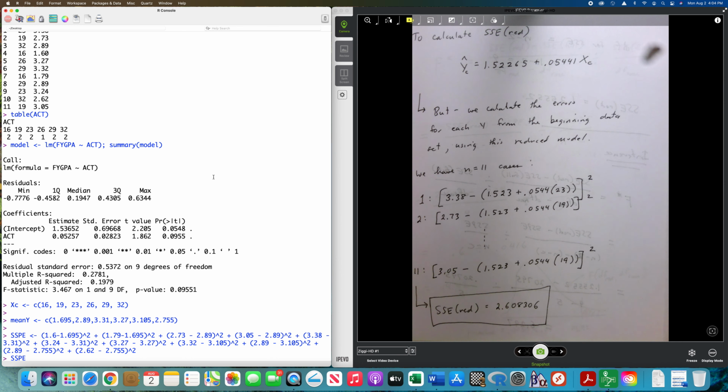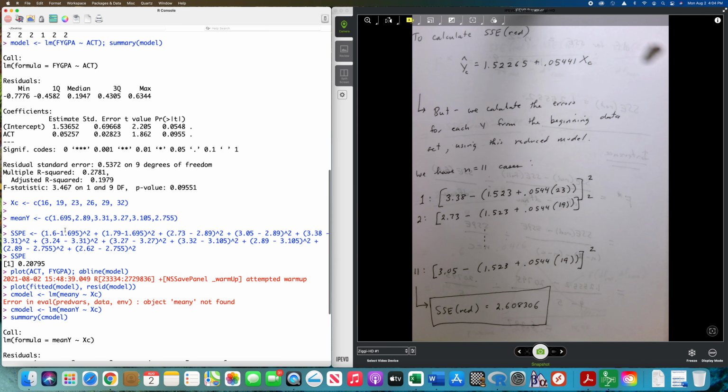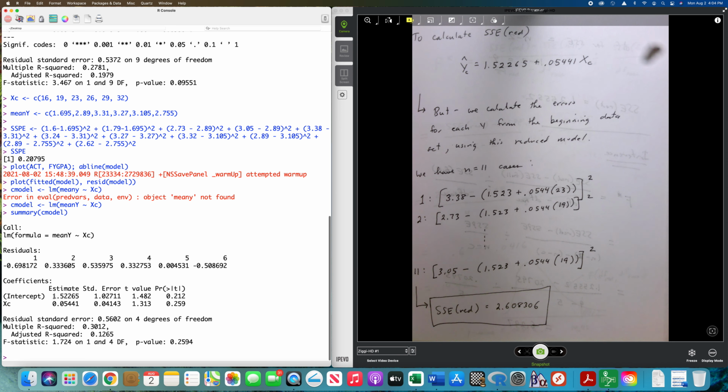Now, to calculate this, we need to create our model. If you focus on this model, you'll see where I got it from. So 1.52265, and then 0.05441 is the slope of that model. But, and this is where I see a lot of mistakes made, and I almost made it when I was creating this video, or getting prepared to create the video.